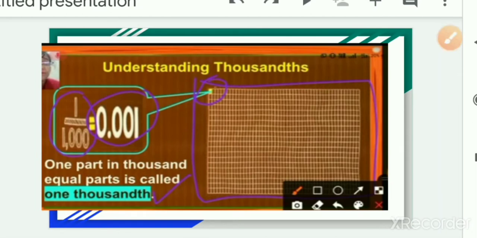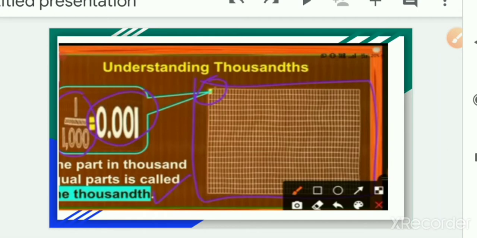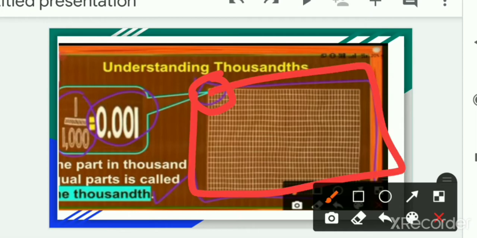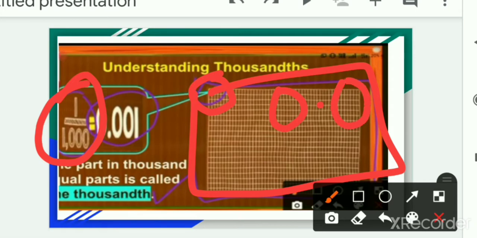Now we have the next one: counting, understanding the thousands. You can look here, it is given that one square box is fully covered, so out of these, the total are thousands boxes. How many? Thousands. So out of 1000, how many are colored? Only one part is colored, so it will be 1 upon 1000. When we divide, we will get 0.001.